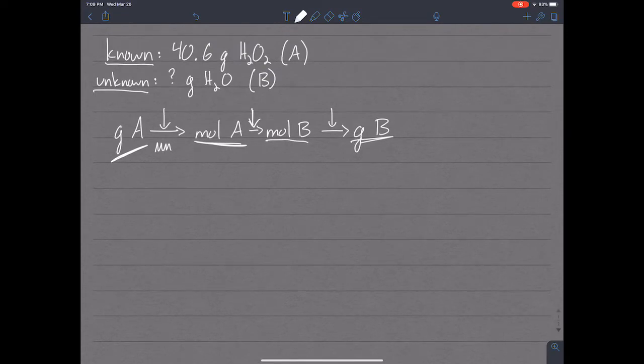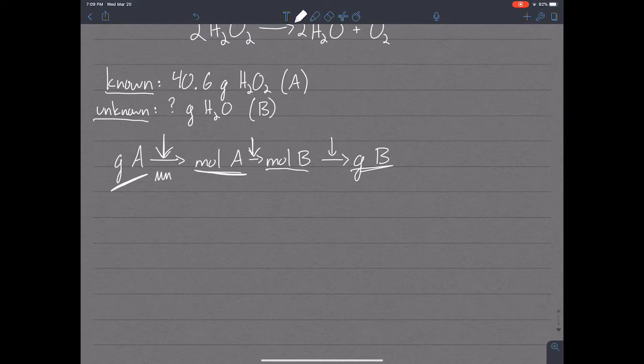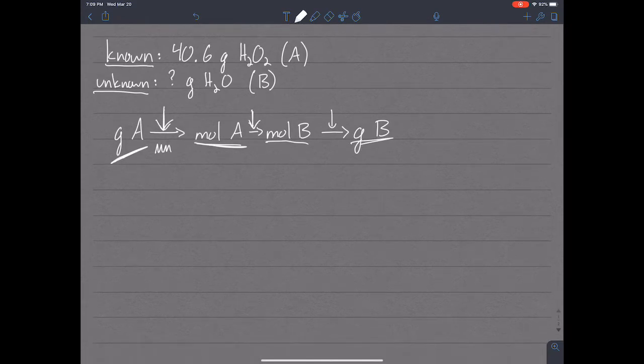All right, so let's get into the actual solving of it. Our first conversion factor here is going to have to get us from grams of A, which is H2O2, into moles of H2O2. So we need the molar mass of H2O2. How do we get that? Well, we break it down.